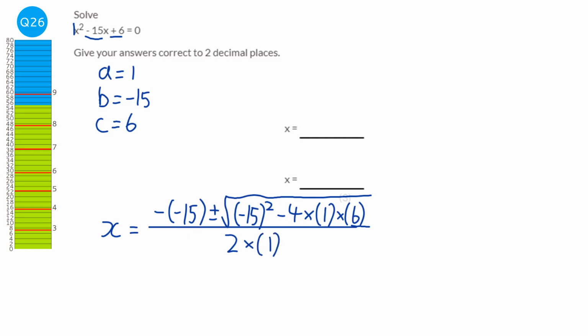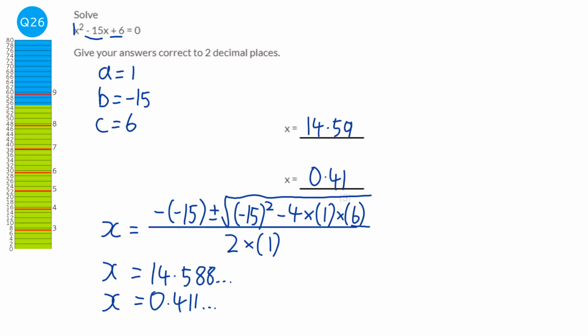Put that into our calculator with a plus there, and you will get the answer of 14.588 and so on. Go back on your calculator and change that to a minus. Most calculators have cursor keys, so you can go back and delete it and change it, and you get 0.411 and so on. So to 2 decimal places, our solutions are 14.59 and 0.41.